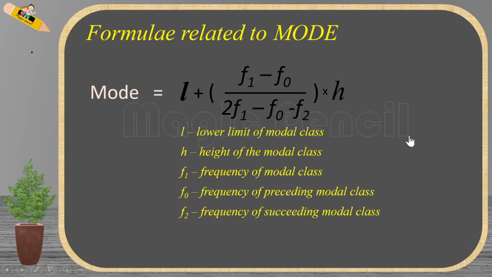And you should know each and every term in it. L stands for lower limit of modal class, H stands for height of the modal class, F1 is frequency of modal class, F0 is frequency of preceding modal class, and F2 is frequency of succeeding modal class.